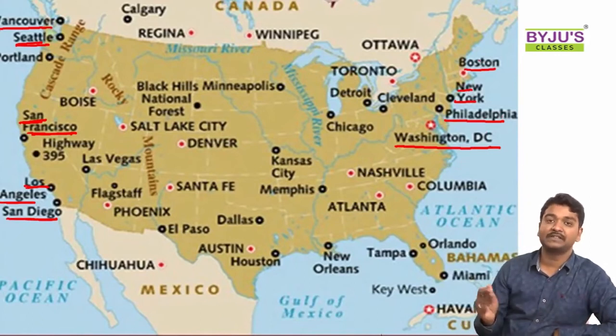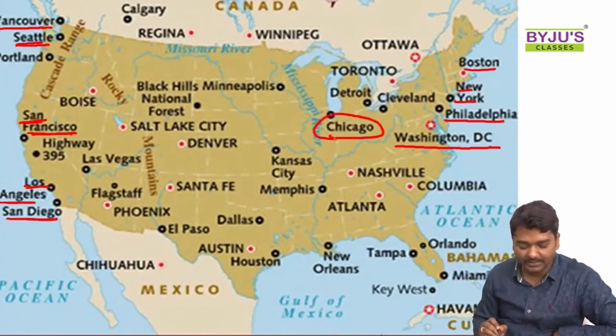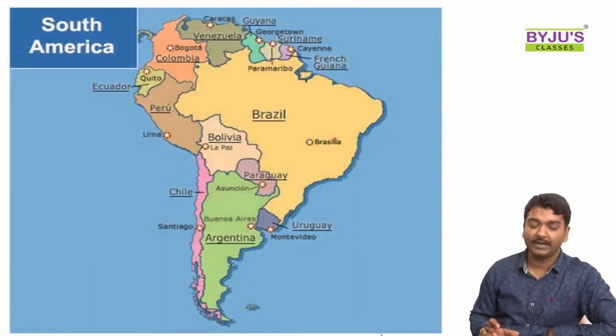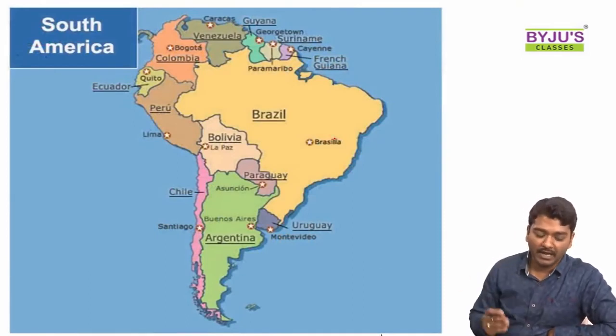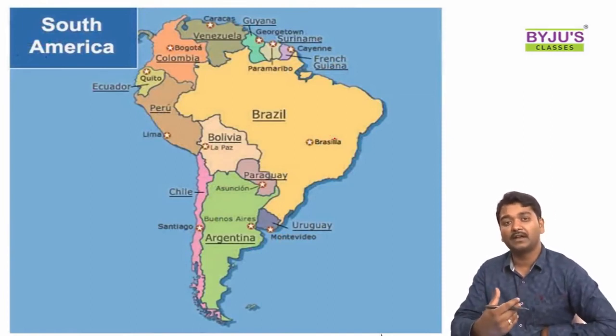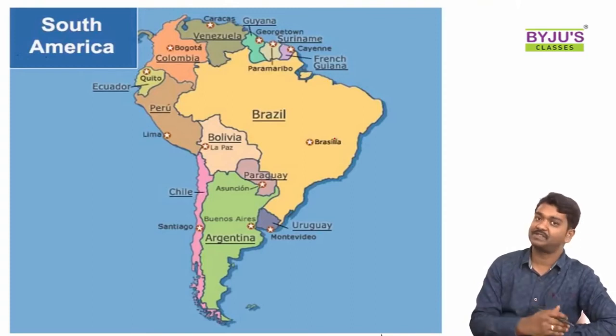They may give you these places and ask you to arrange from north to south. Then Chicago, right? So these are important. Let's take South America. In South America, first countries are important. If I ask you a question, which country of South America shares boundary with both Atlantic Ocean and Pacific Ocean?